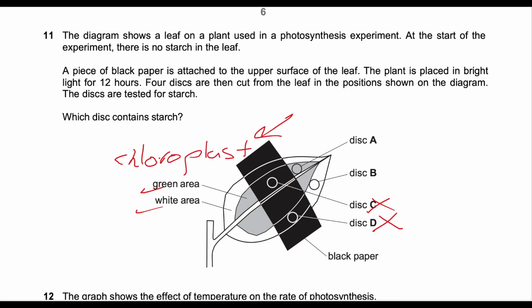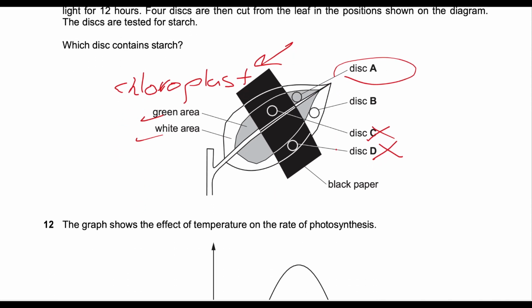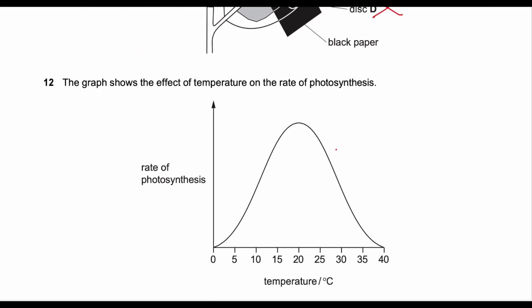Chloroplast, which contains the chlorophyll to do the photosynthesis. But the white area, they are missing mostly or very low number of chloroplasts. So the right answer here should be A. Now, moving to question number 12.